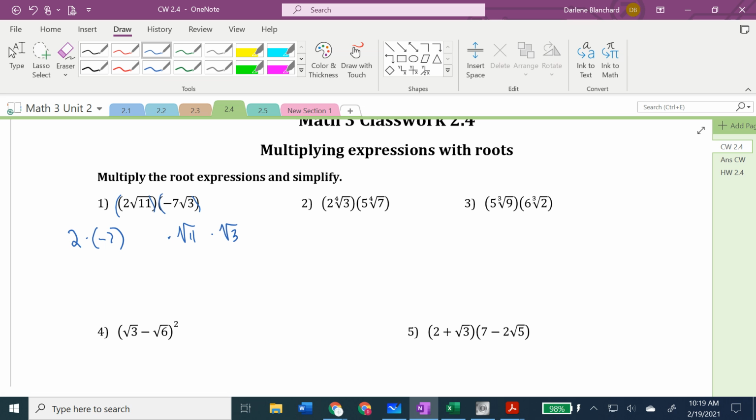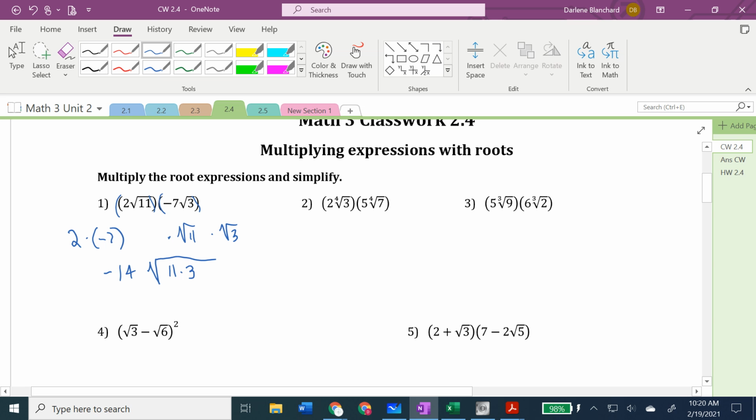We are able to squish together the numbers that are outside the square root and actually multiply them. So 2 times -7 gives you -14. And then for the square roots, you want to remember that there's an exponent rule. And roots are the opposite operation as exponents. Exponents distribute over multiplication. Therefore, roots distribute over multiplication, and they also undistribute.